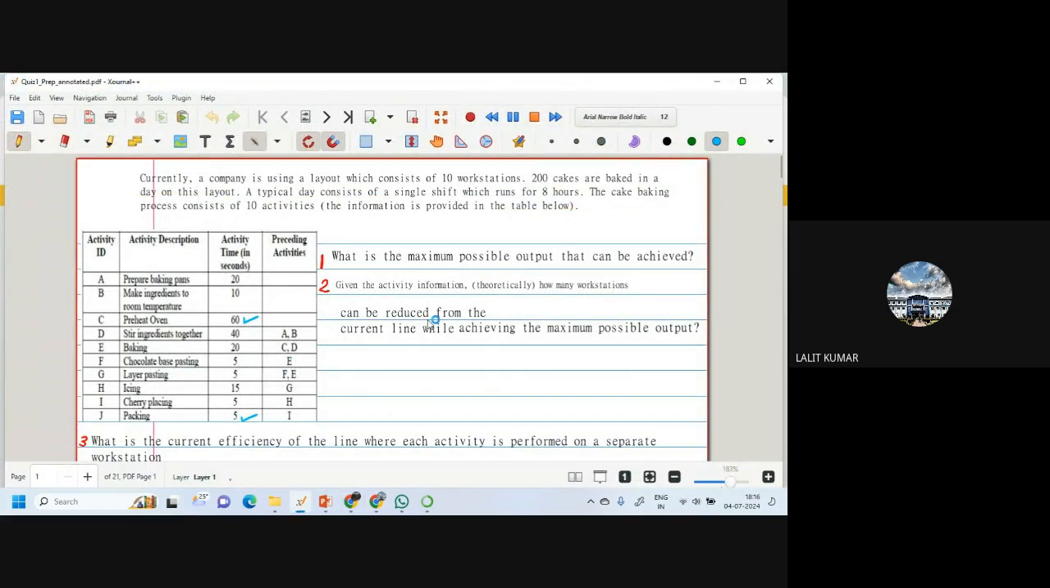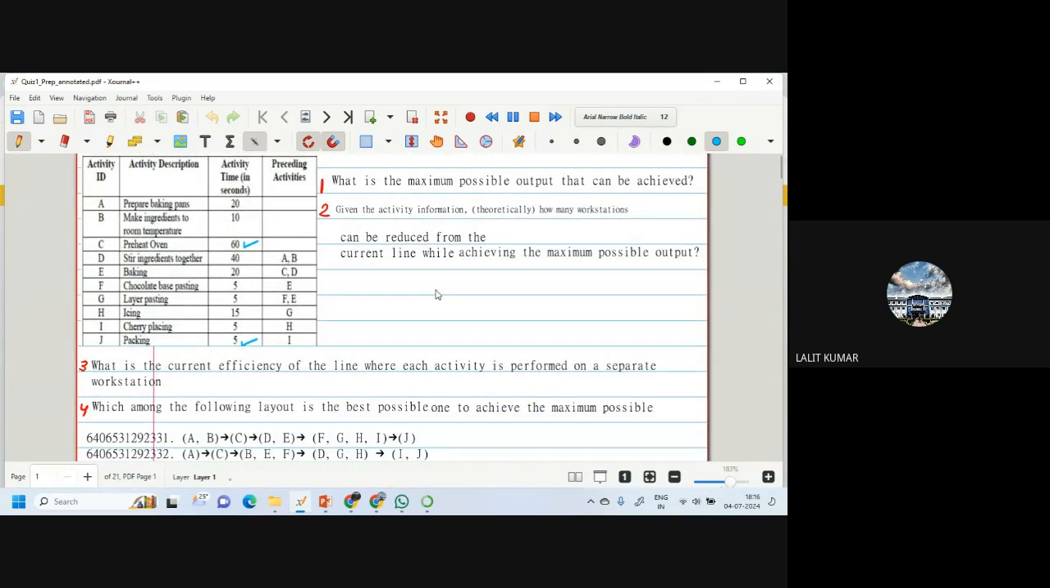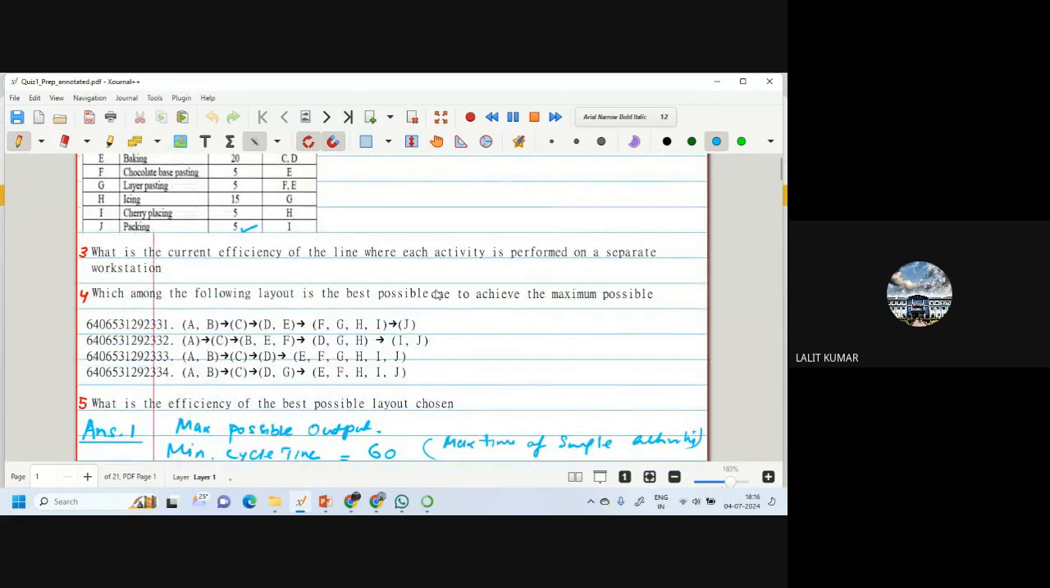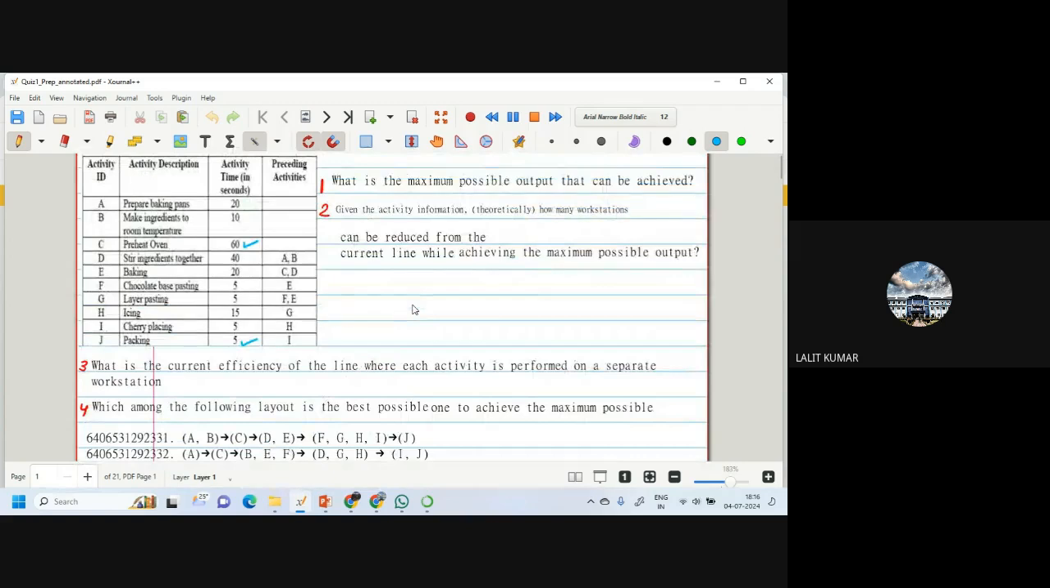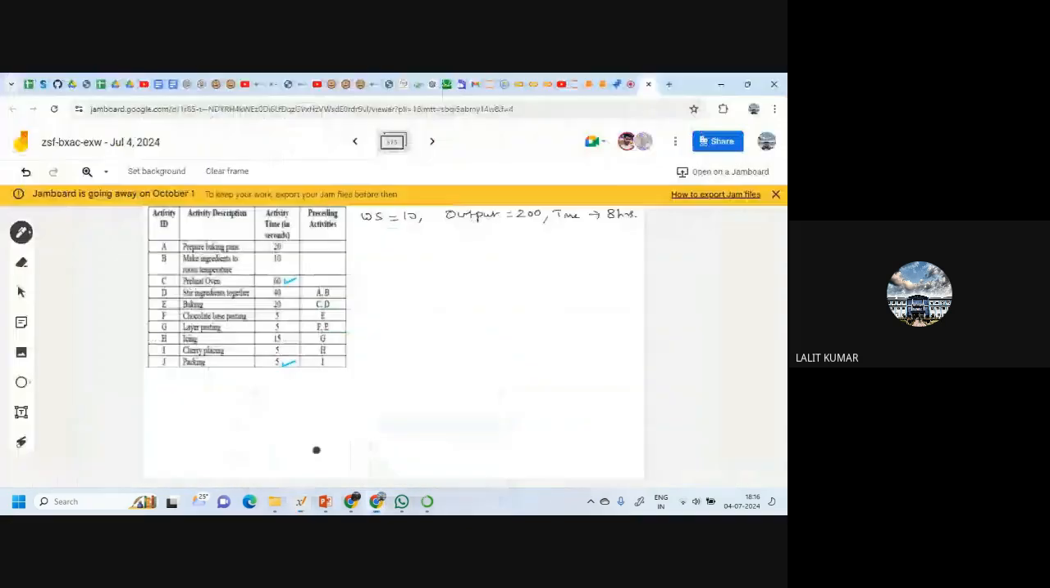In the question, they have asked the maximum possible output, the theoretical number of workstations, the current efficiency, which layout is possible, and the efficiency of the best possible layout. We can do that one by one. Before that, we find the minimum cycle time. Min cycle time in this question is equal to 60.